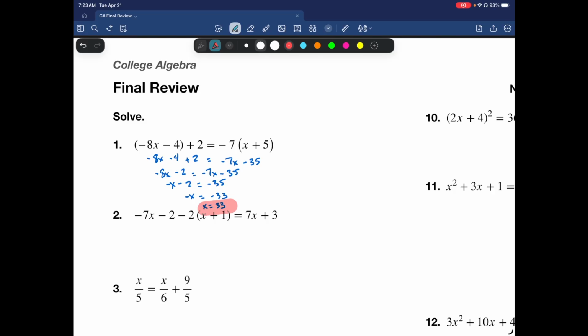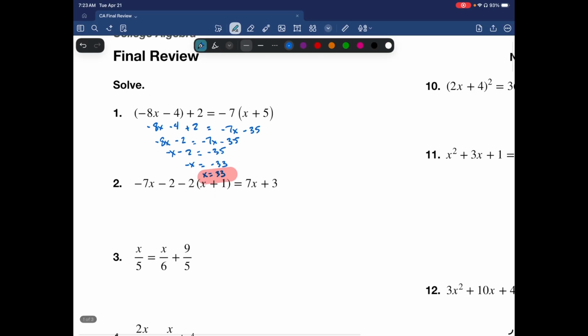Alright, there you go. Same thing on number 2. So I'm going to clean this up. So I got negative 7x minus 2 minus 2x minus 1, or sorry, minus 2 equals 7x plus 3. Let's see. It's going to be negative 9x minus 4. Let's see. We got it's going to be negative 16x equals 7. X equals negative 7 over 16.